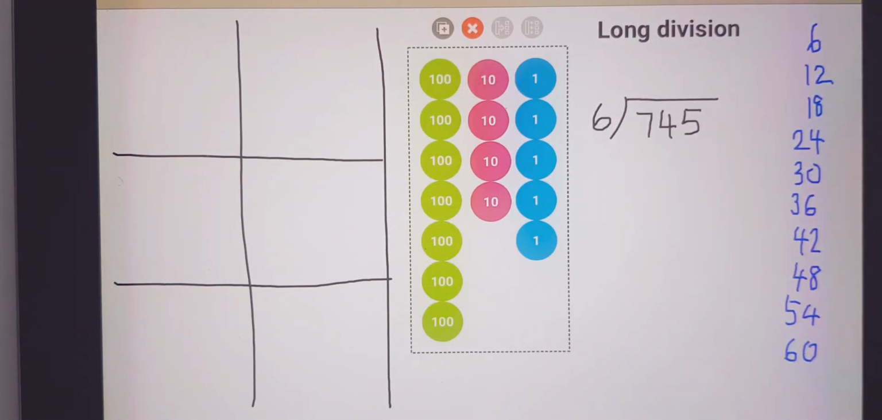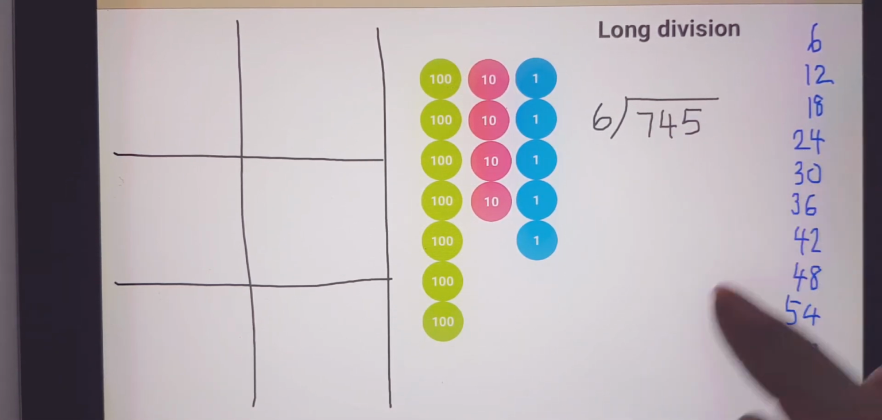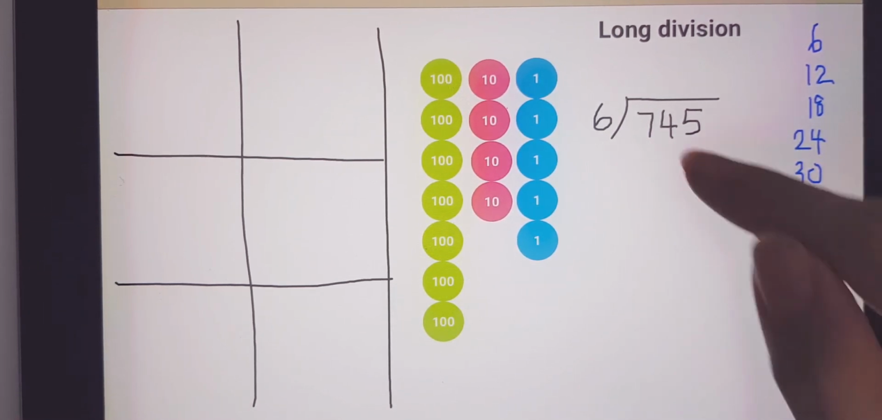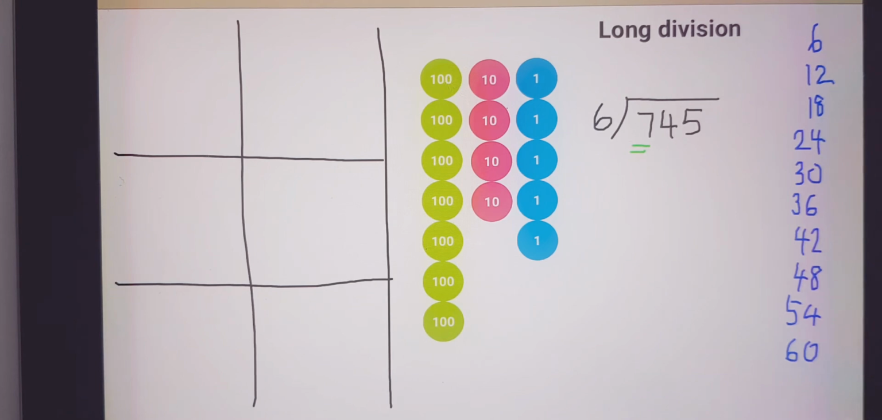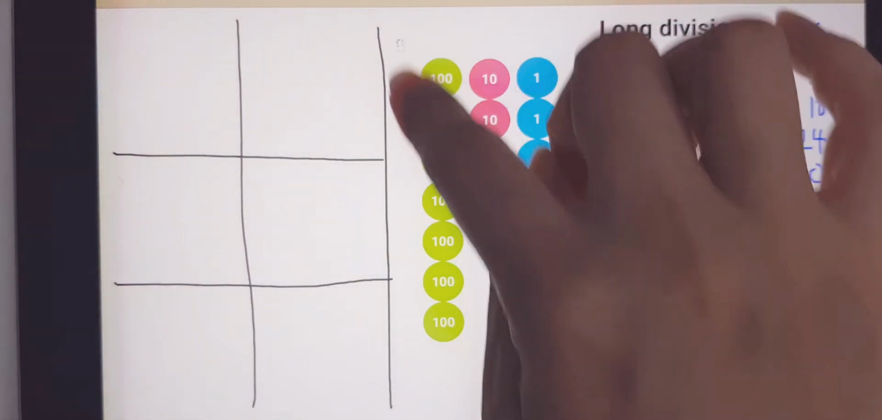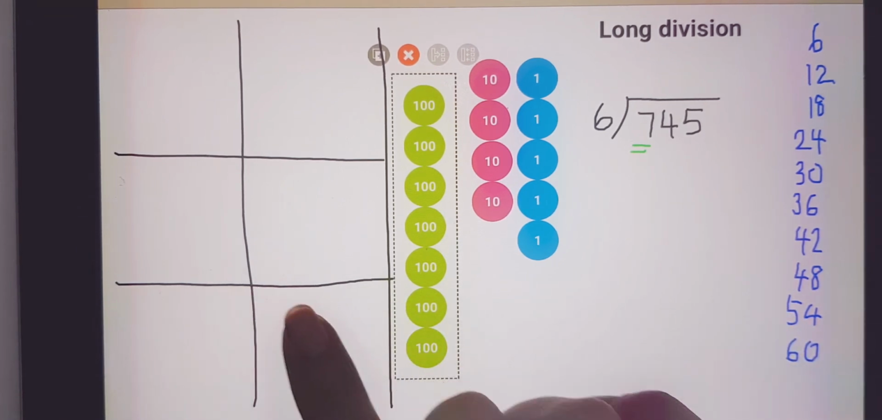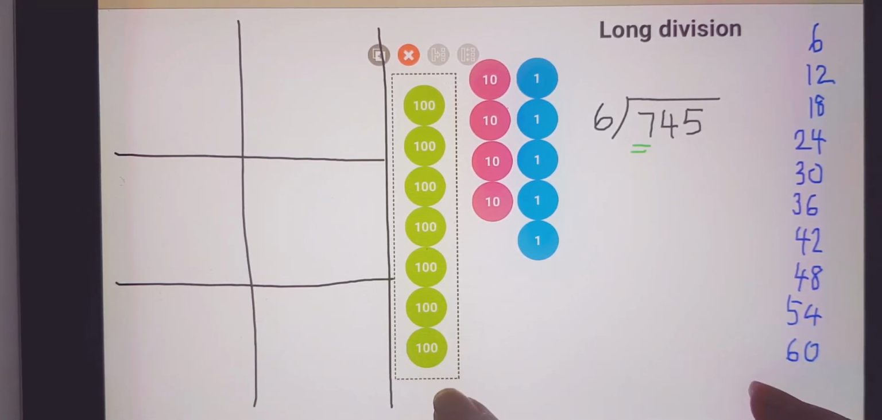Okay, and I have here 745 worth of things, and I'll use numbers to represent these. So when we start dividing, we are always going to start with the biggest place value, which is currently the hundreds place. So I have 700s, which you can see here, and I'm going to take these 700s and split them equally into 6 groups.